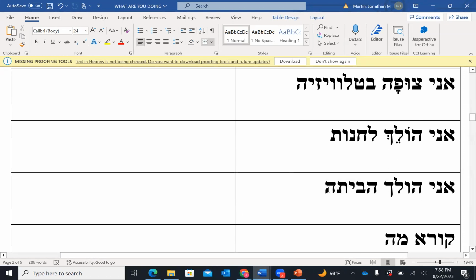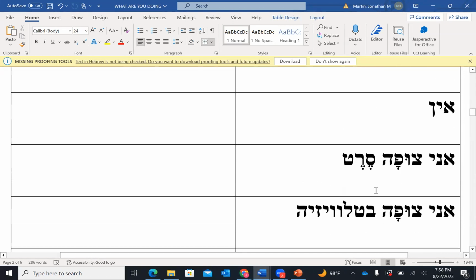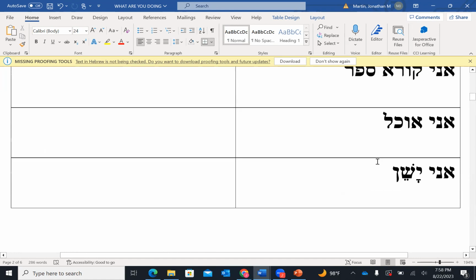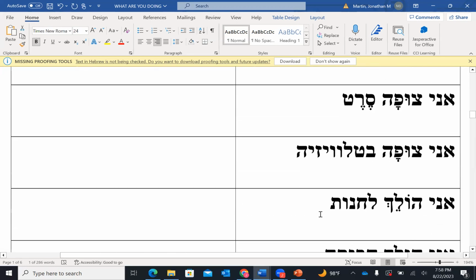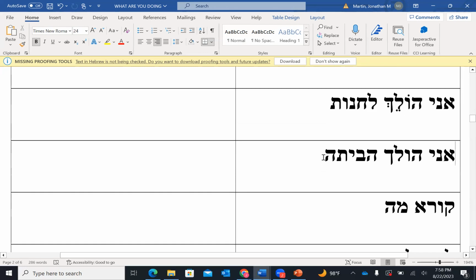Or you could say, let me show you this. If I were to take this word here, what is this word? Sefer. Book. If I take this word and I do this, Beit Sefer. I'm going to the schoolhouse, right?